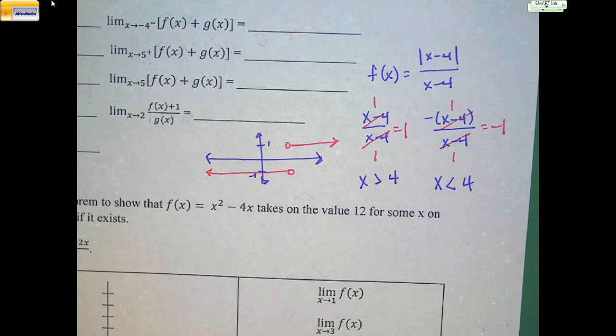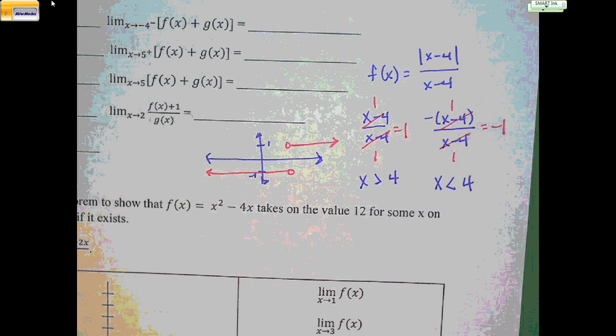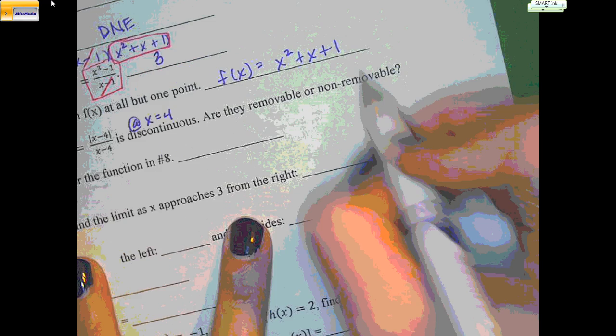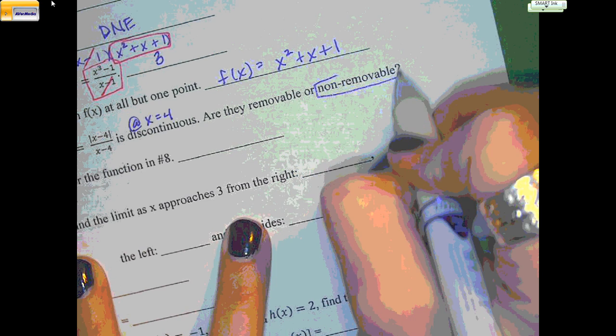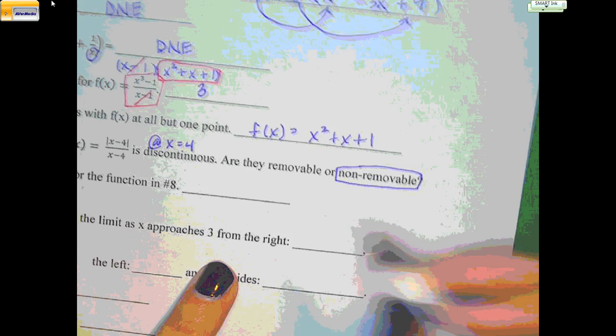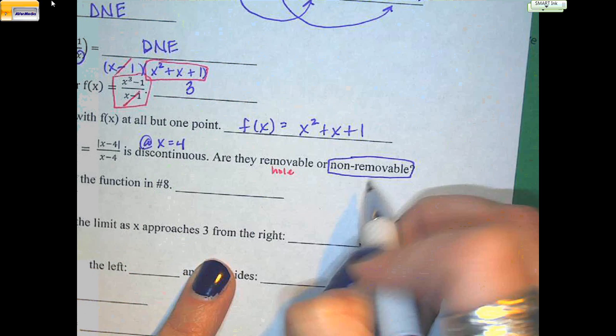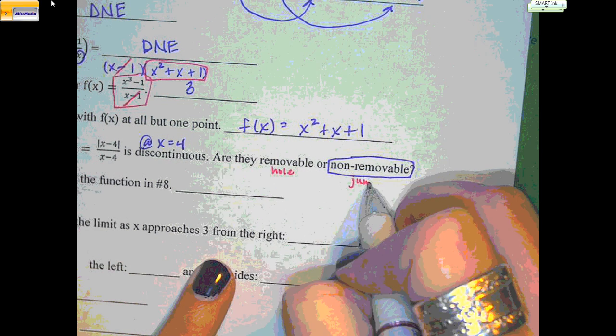Is that a removable or non-removable discontinuity? Non-removable because it's a jump. So non-removable. For those of you that are taking really meticulous notes, you might put hole under removable. Non-removable would be jump or asymptote.